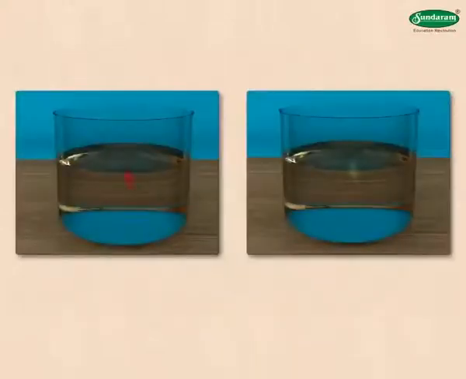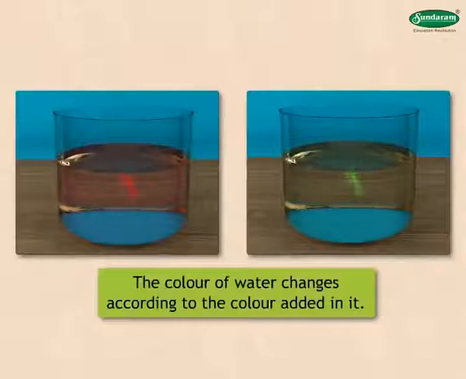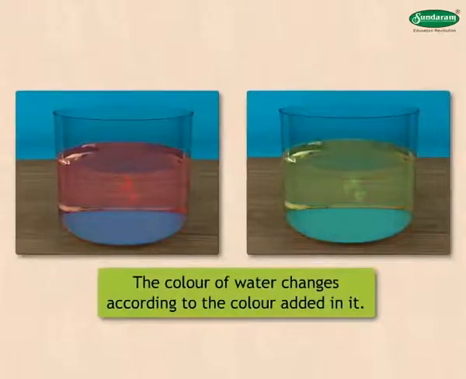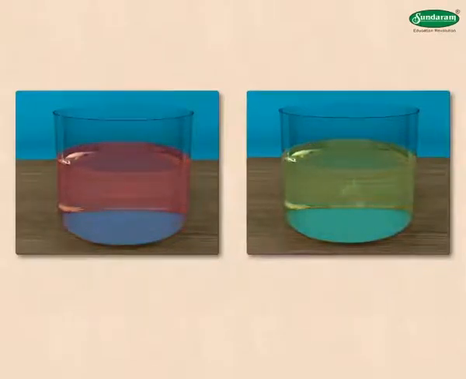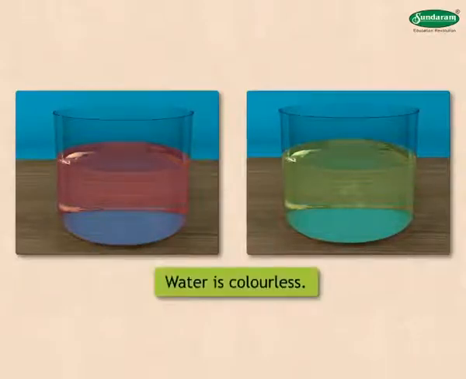Students, did you notice that the color of water changes according to the color we add in it? So basically, water itself doesn't have its own color. So we can state that water is colorless. Let us call it property 2.